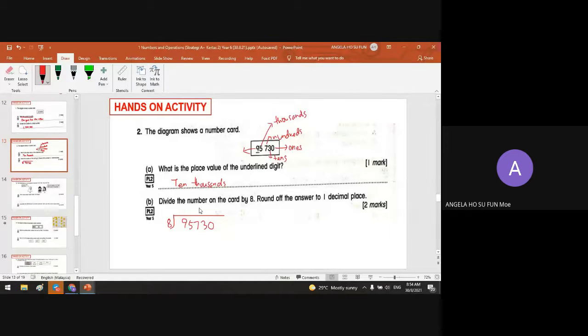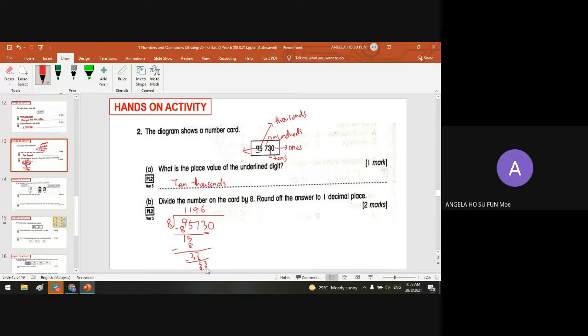Okay, so after that, 8 times 1 is 8. Minus, remain 1, 15. 8 times 1 is 8. So 8 minus becomes 7. 7, bring down. 8 times 9, 72. Minus out 53. 8 times 6. Okay, we have 48. If you minus 48 here, this is 4, 8.